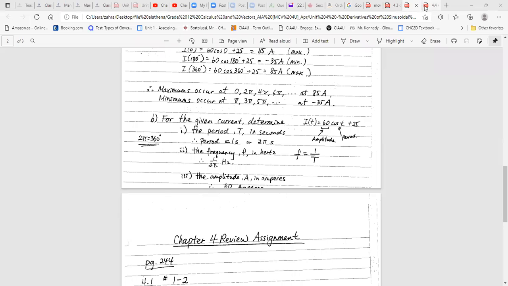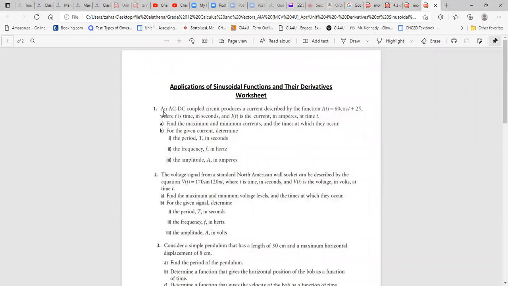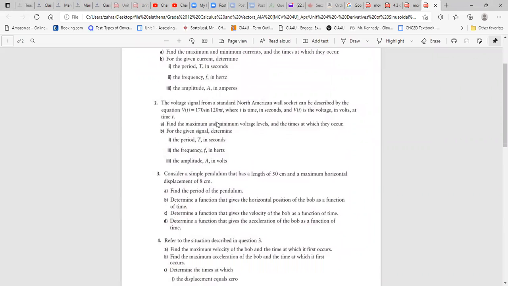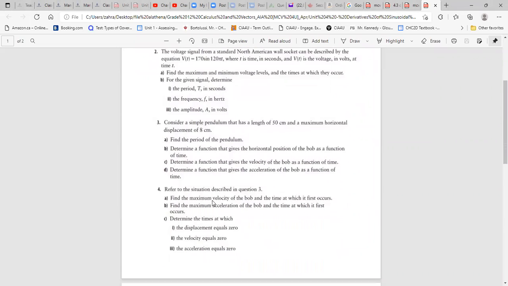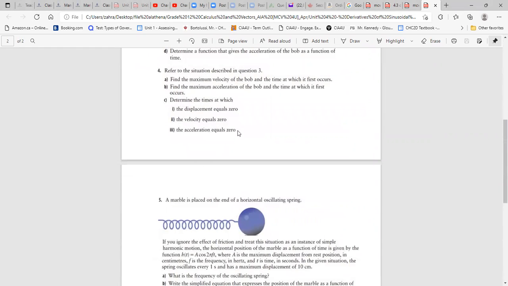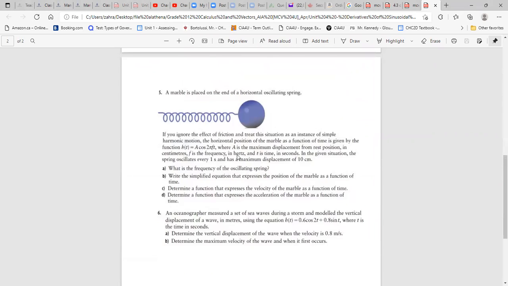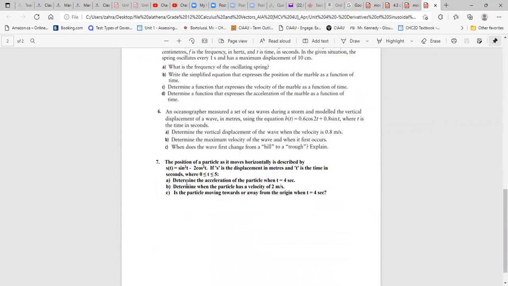Okay, so for the worksheet, question 1 we did in class. You can do question number 2, question number 3, and question 7.